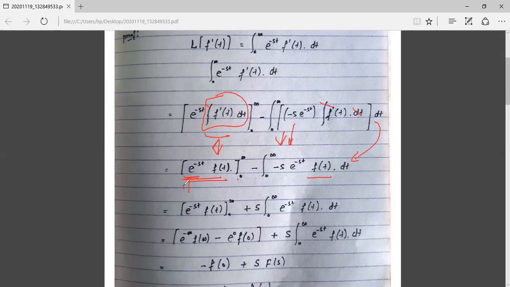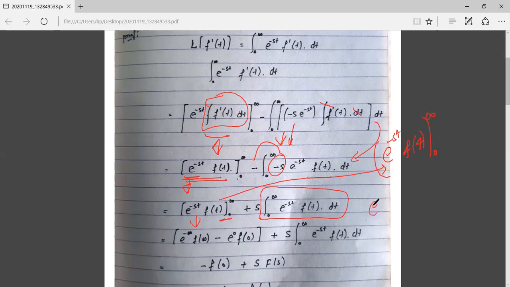Your next step is the integration of e to the power minus st into f of t, limits 0 to infinity, and this function I will take outside, that is minus into minus gives plus s, and the remaining integration over 0 to infinity of e to the power minus st f of t dt. In the next step, when we apply the upper limit minus the lower limit, we get e to the power minus st f of t, with limits 0 to infinity.